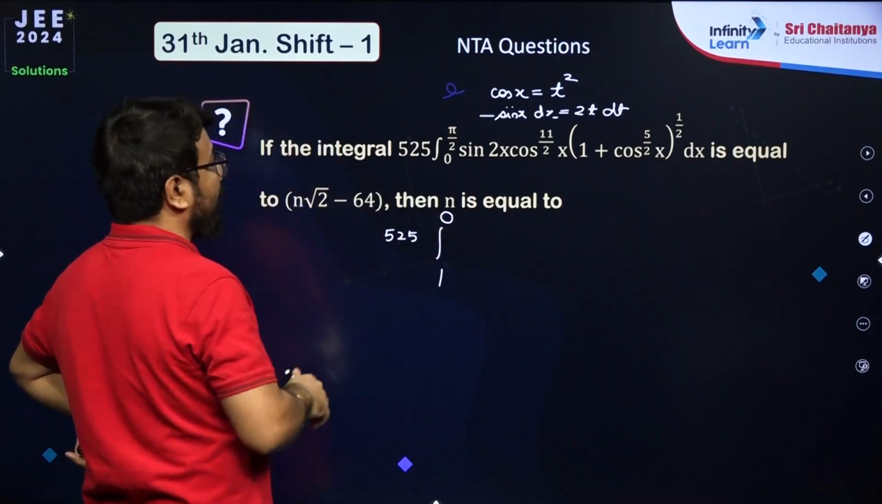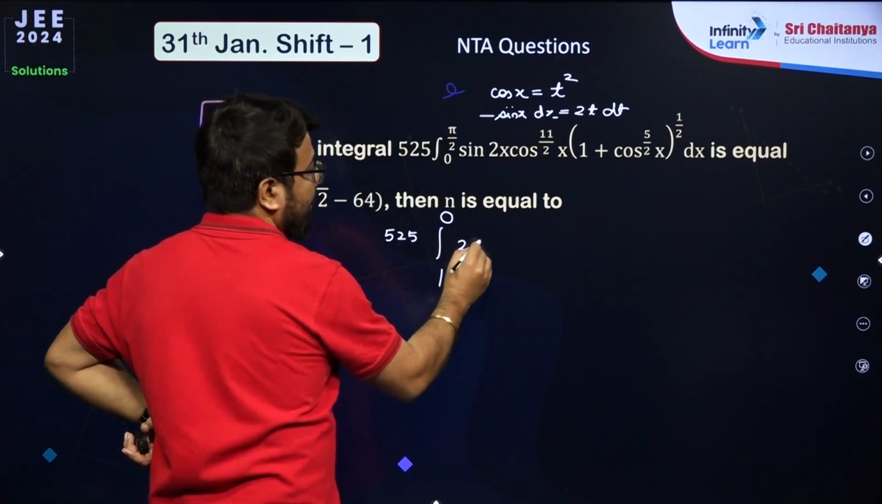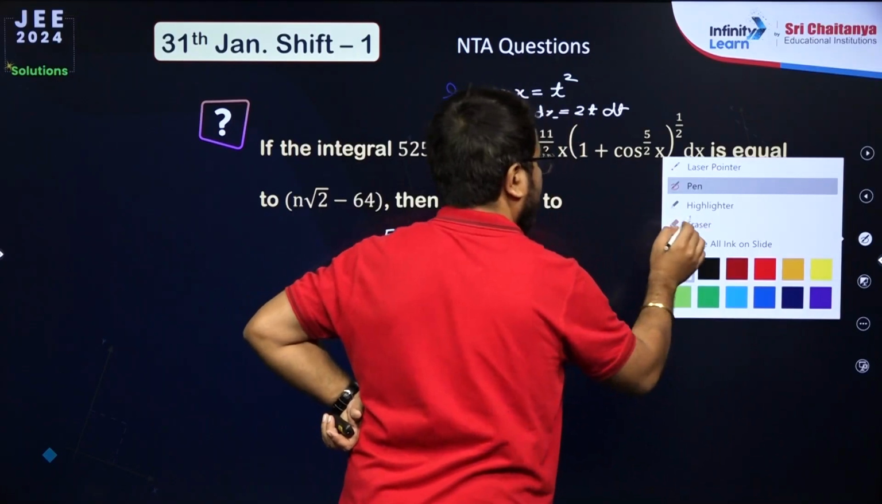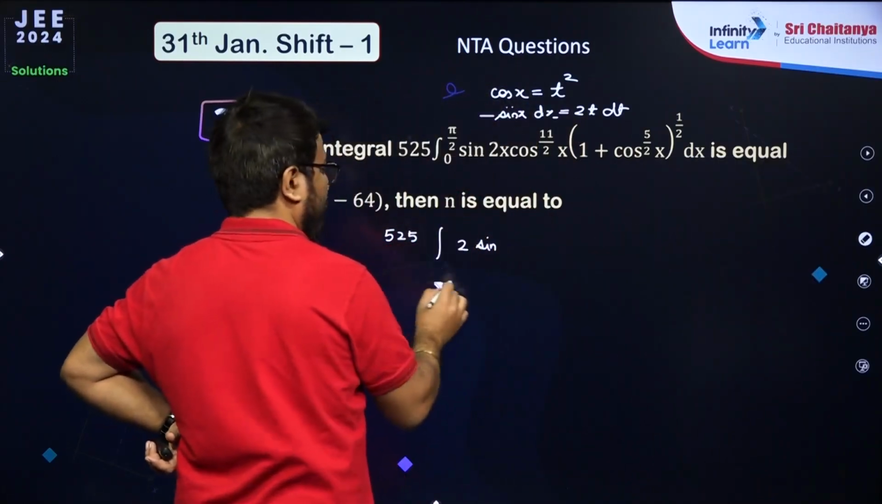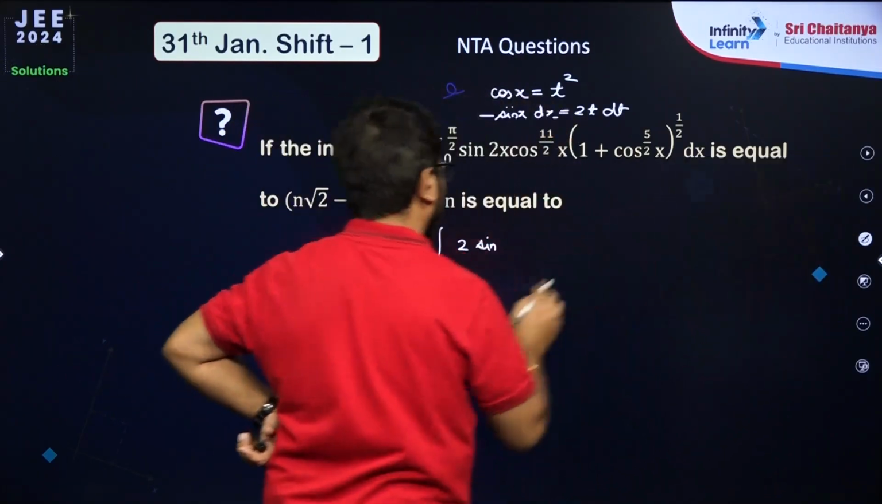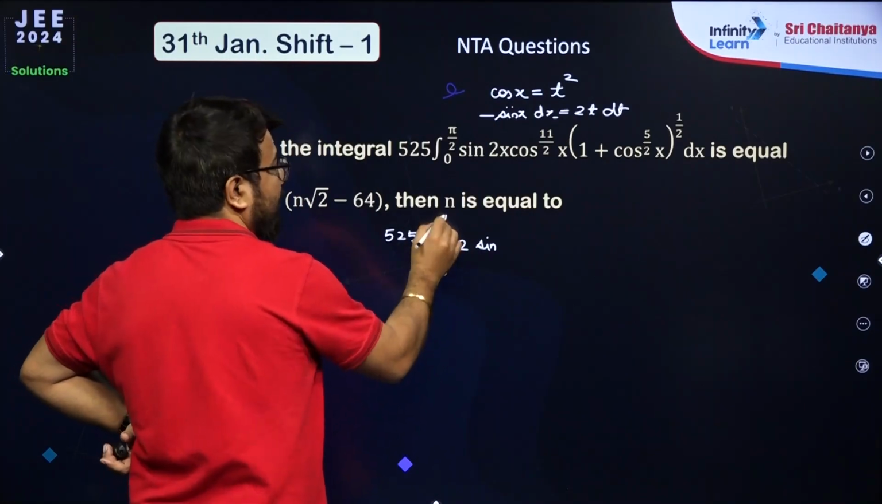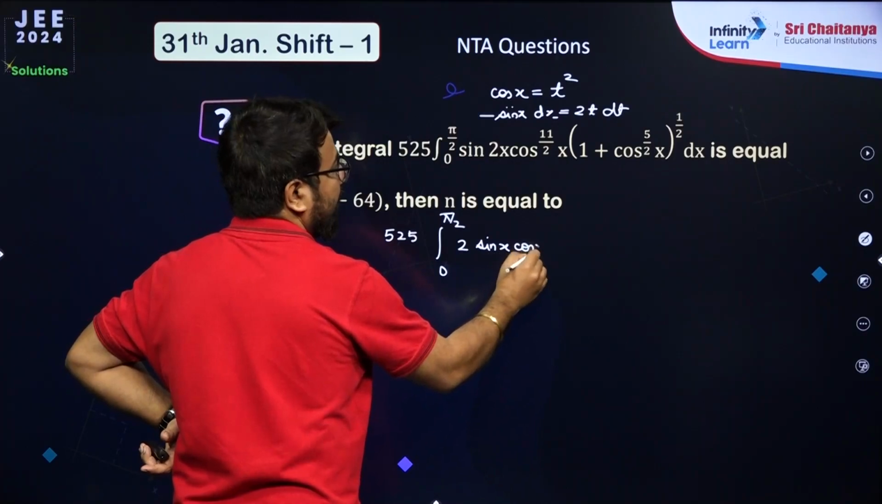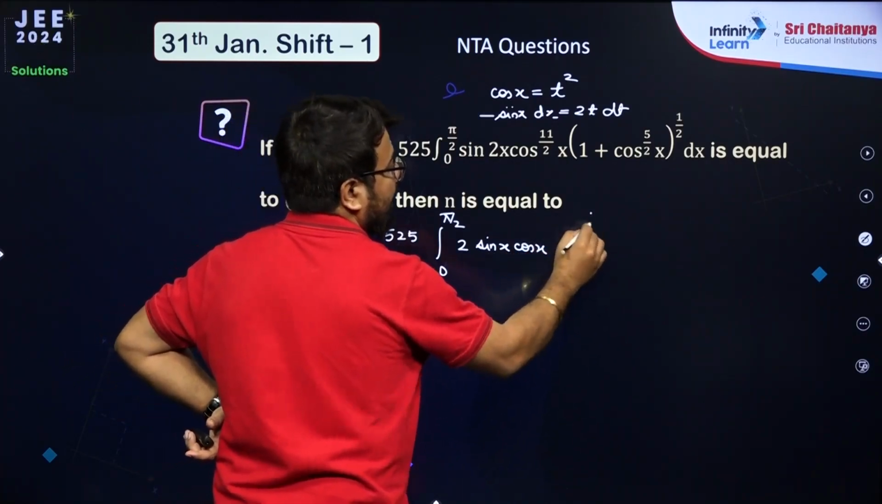Now, this is basically 2 sin x cos x. Let us not change it firstly. First of all, convert this sin to x, and then I will be changing it. So this will be 2 sin x cos x, then cos x will be raised to the power 11 over 2.